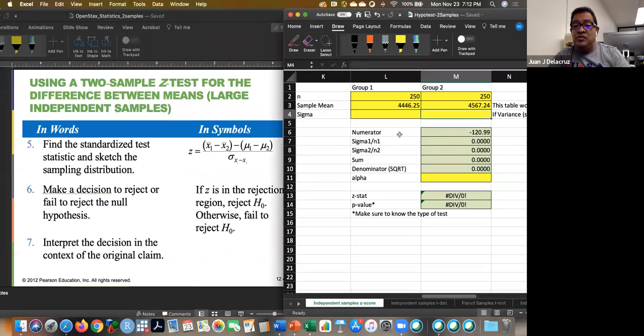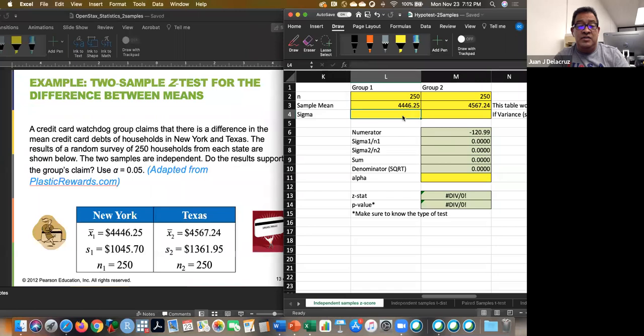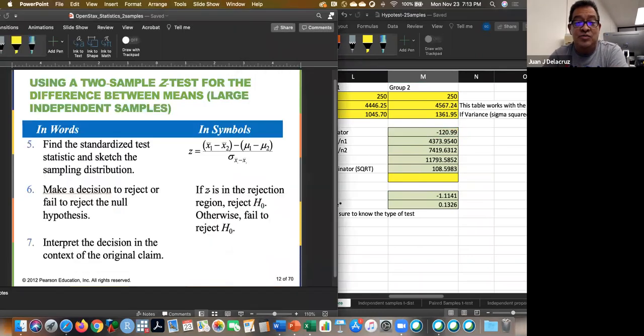If I put sigma here, the whole thing is going to be solved. My sigma is 1045.70, and my sigma here is 1361.95, right? You can build these formulas very, very easily, so you don't need to rely on what I say. You have the tools. For example, the way I did it is I built the numerator. It was very easy to find the numerator. I know this is 0, so I don't have to account for this. I just have to account for this difference.